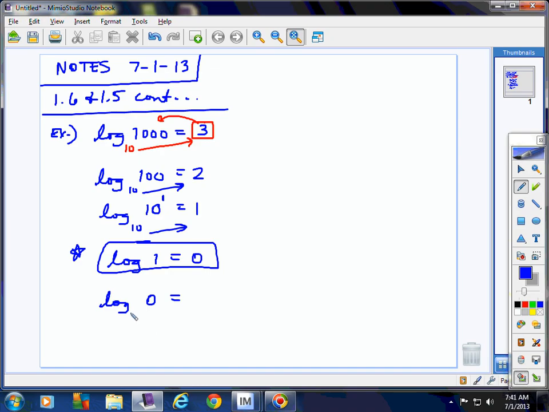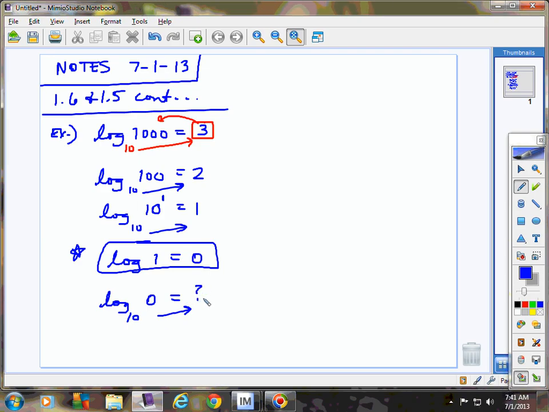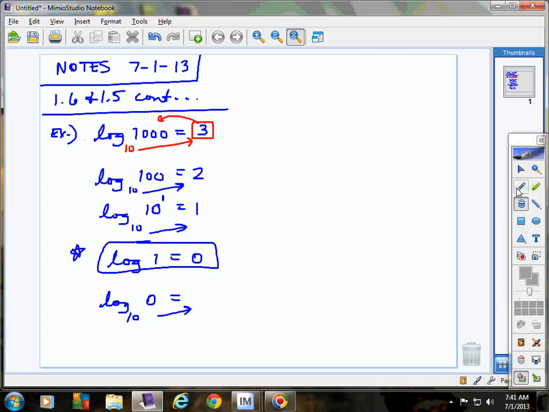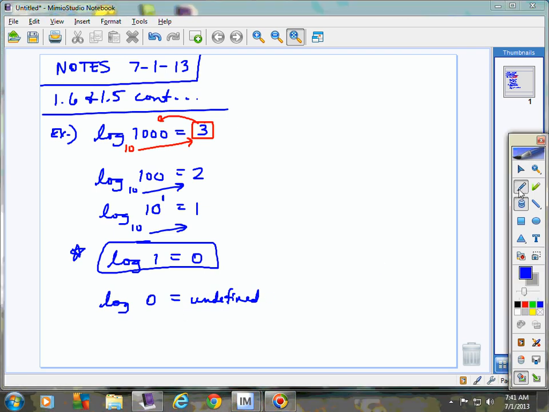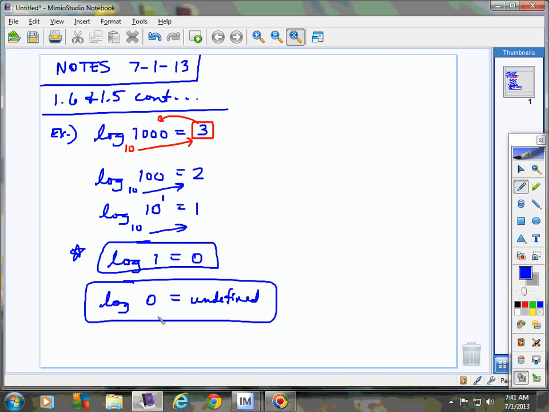A log of 0. 10 to what power would give us 0? Doesn't have an answer, does it? So if we did 10 to the 0, that would give us this one, wouldn't it? That would give us our 1. So this one is undefined. Log of 0 is undefined. Can't raise 10 to a power to give us 0.